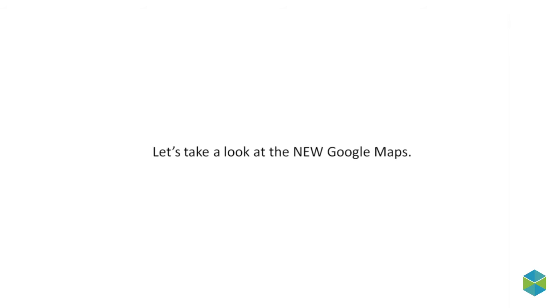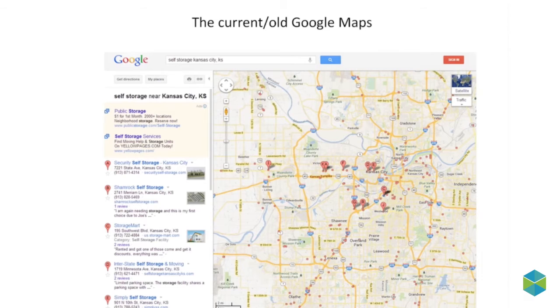And the last thing I wanted to talk about is the new look of Google Maps. Google Maps has been pretty much the same for the last 5 or 6 years, and coming out this summer is a new look. Here's the current look. You've got a bunch of listings listed out A through E on the left-hand side of the screen. Then on the right-hand side, you've just got a plain looking map with map pins on it.